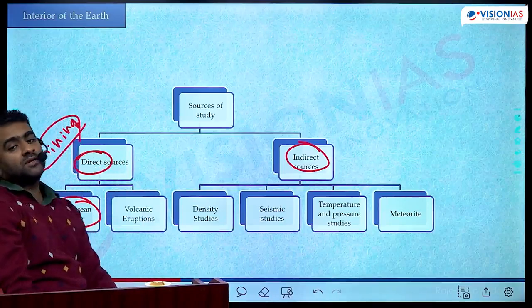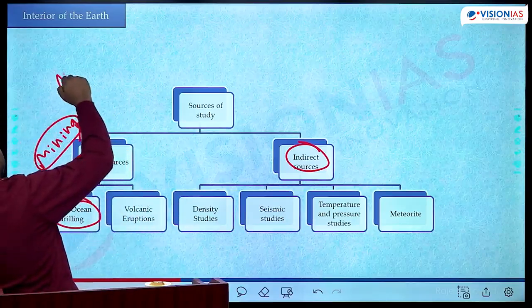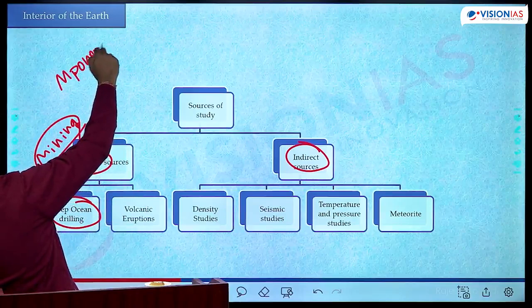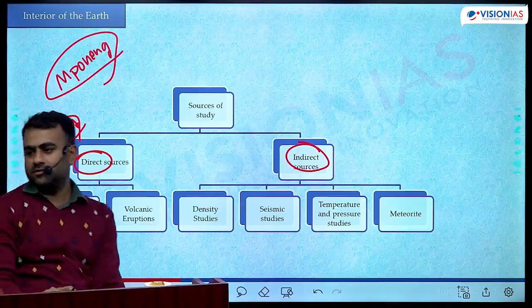Which is the deepest mine on the Earth? Empering mine, South Africa, a gold mine of course.